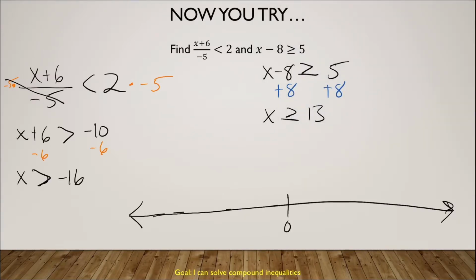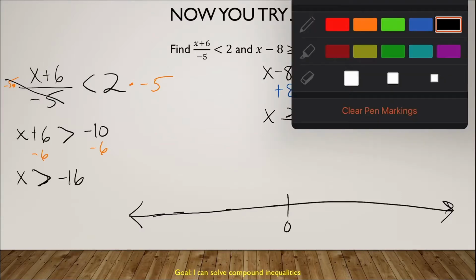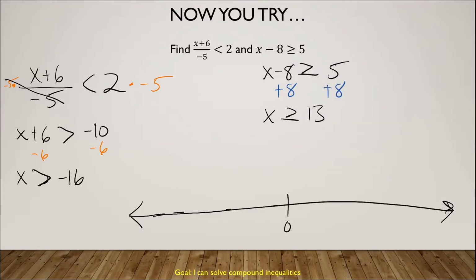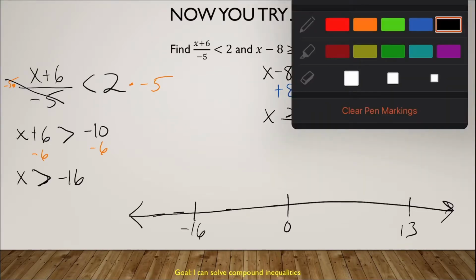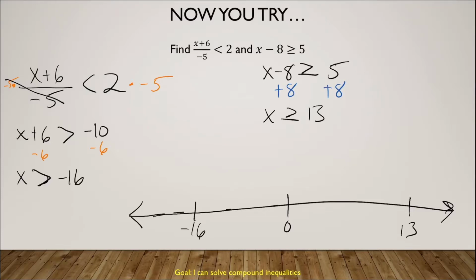Alright. You don't have to have this completely accurate here. A lot of the time I'll say, well, -16 is going to be somewhere over here, 13 will be somewhere over here, because we're just looking for where they overlap. Okay, so -16 is my orange. Right here, x is greater than -16, so it cannot equal. And we're looking for things that are bigger than -16, so that's things to the right.